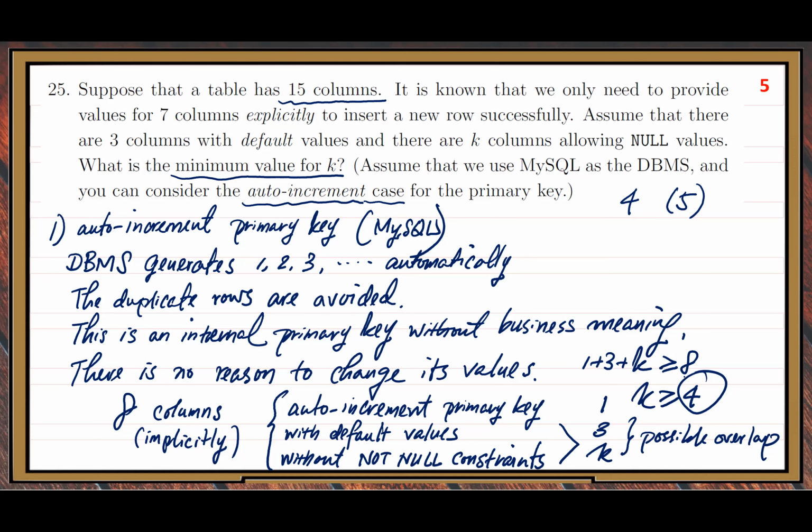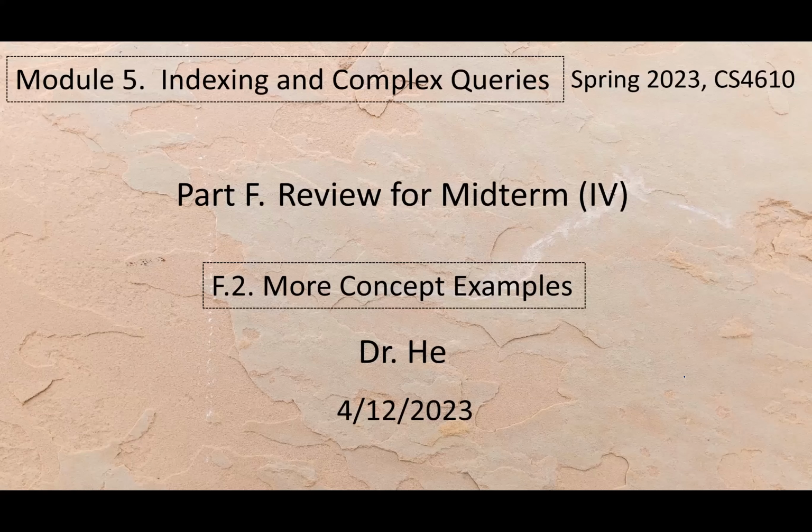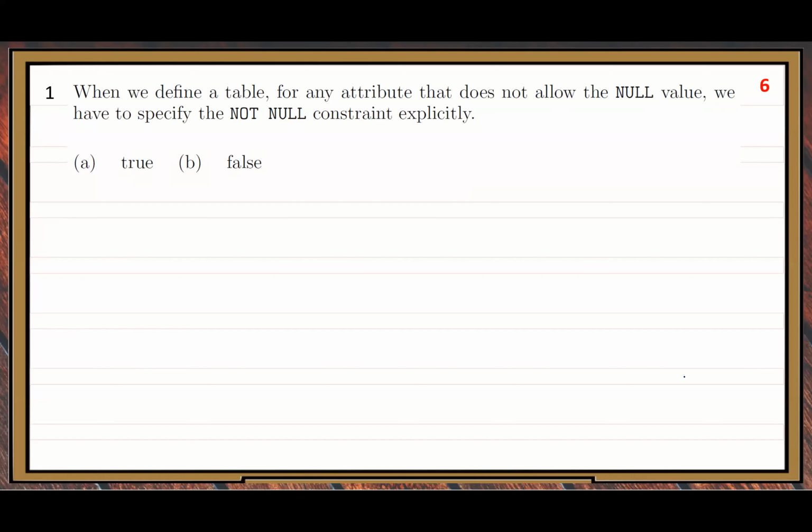Then after that, I'd like to give you some more concept questions. 8 more concept questions, to show you some other question types. Part 2, more concept examples. The first one: when we define a table, for any attribute that does not allow the null value, we have to specify the null constraint explicitly. It's false. I hope you know it. The reason is that there is an exception for this statement: the primary key.